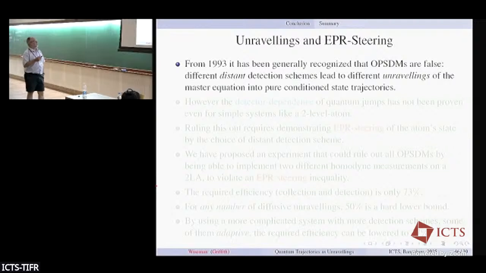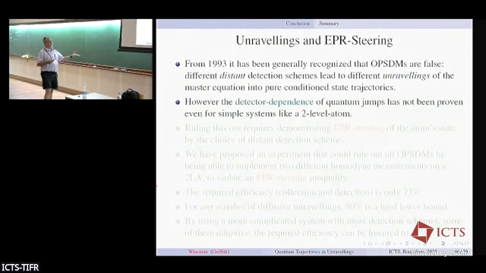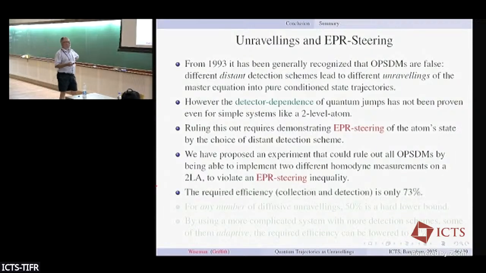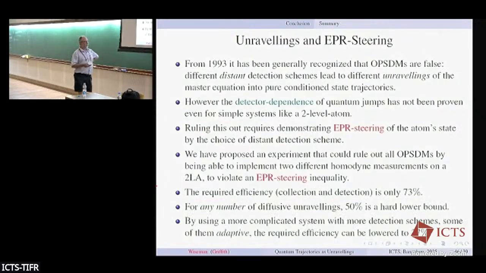In the modern understanding of quantum jump theory and more generally quantum trajectory theory, it is understood that objective pure state dynamical models for general open quantum systems are false because different distant detections lead to different unravelings. But as I said, this has never actually been rigorously proven, but we proposed quite a long time ago now proposed experiments to do this, and I won't reiterate those things which you've just heard.